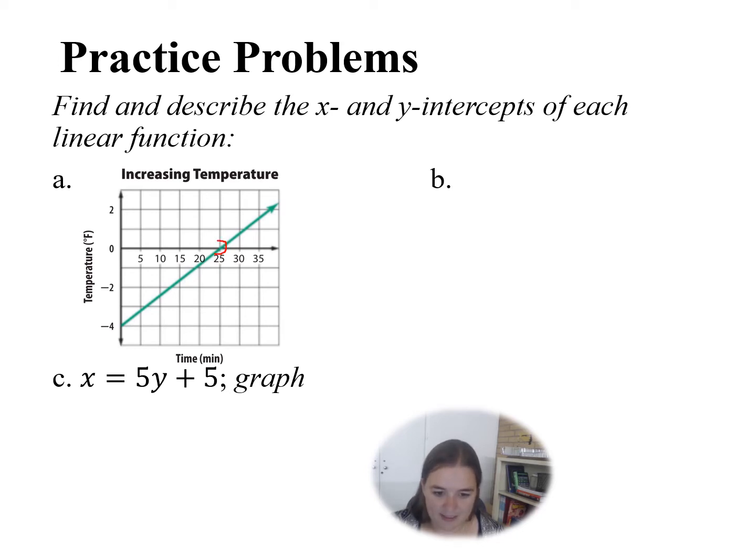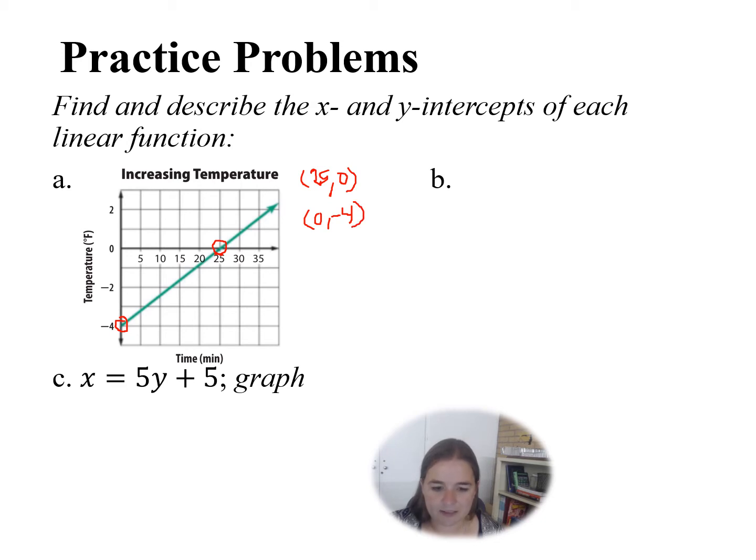So I cross the x-axis at 25. So that tells me that my x-intercept is 25. And I cross the y-axis at negative 4. So my y-intercept is negative 4. So those two ordered pairs that I care about, I have (25, 0) for my x-intercept, and I have (0, -4) for my y-intercept. Now I need to interpret what these mean.